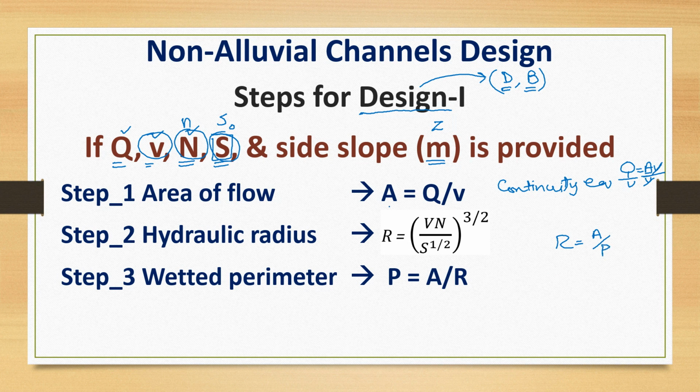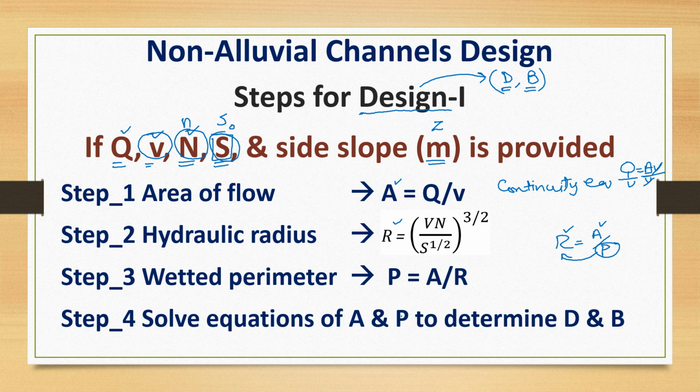Here in this case we have A and R, and we want to determine the value of P. So simply we'll shift these values. R will be shifted to this side and A will remain in its place. So P is equal to A over R. And the next step is to solve the equations, because we have got A from this point and P from this point. Now we have two unknowns. To keep in mind, we want to determine the D and B.